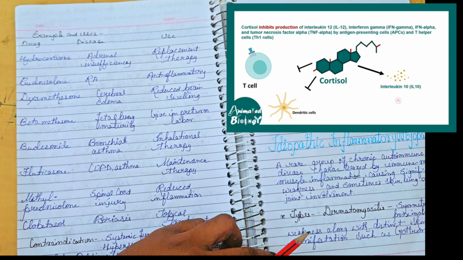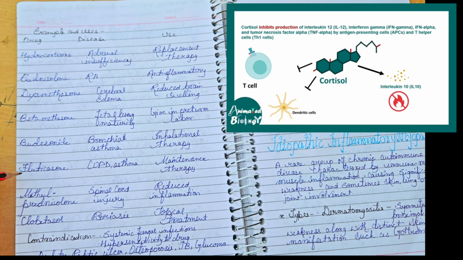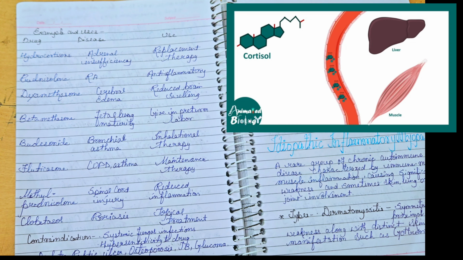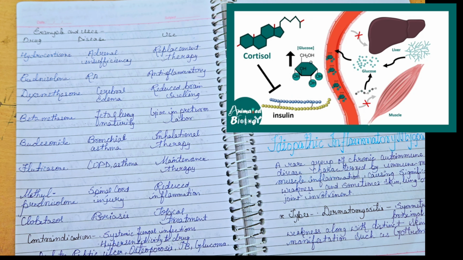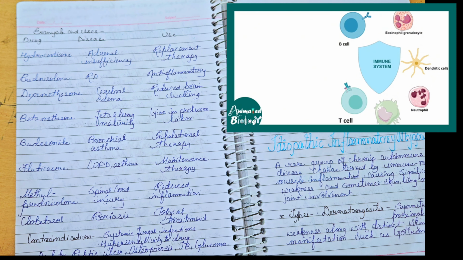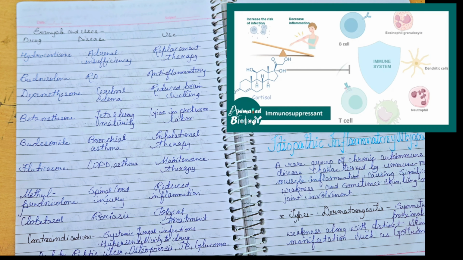Next is fluticasone. Fluticasone is used to treat diseases like COPD, chronic obstructive pulmonary disorder, and also asthma. It is also an inhalation or maintenance therapy, which works by relaxation, or opening of the bronchodilation in the lungs.